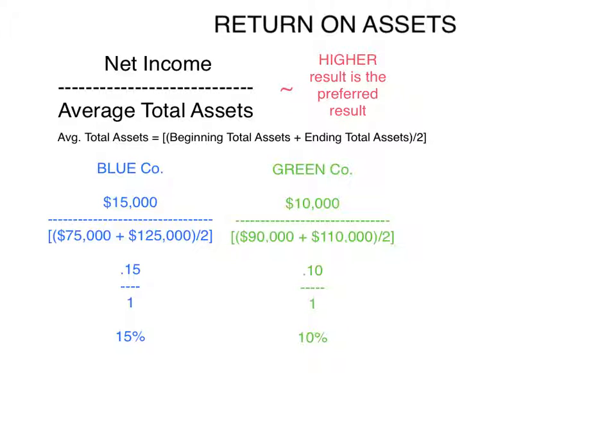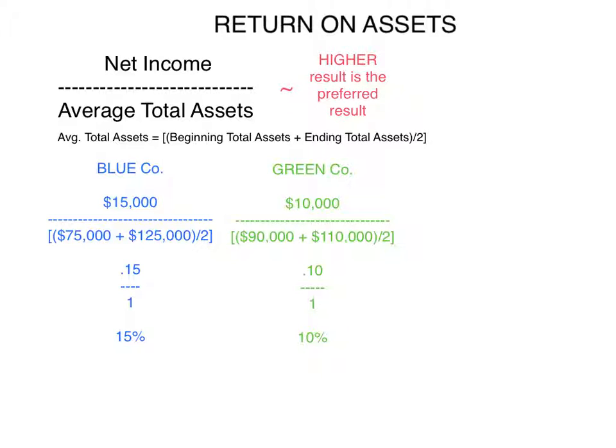Now looking at our two results, we need to know: is the return on assets ratio that is higher, Blue Company's 15%, or lower, Green Company's 10%, the preferred or better result? For the return on assets ratio, the higher result is the preferred result. Therefore, we would say that Blue Company's 15% return on assets is the preferred or better result.